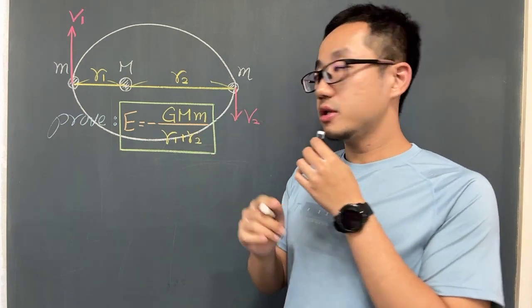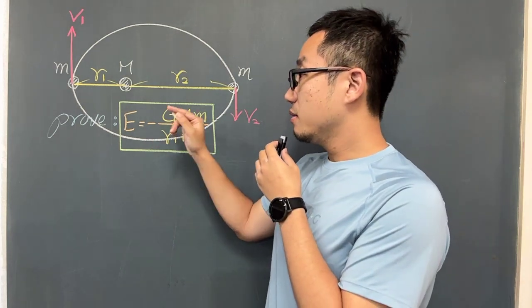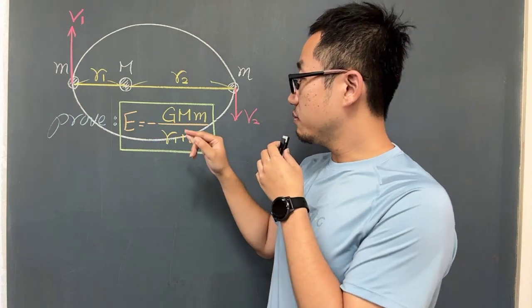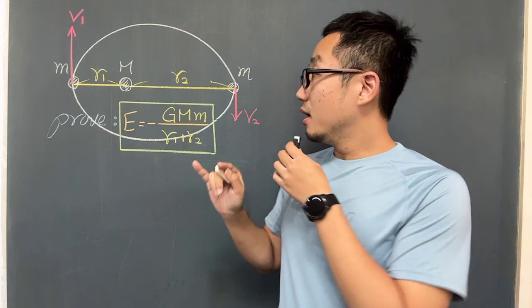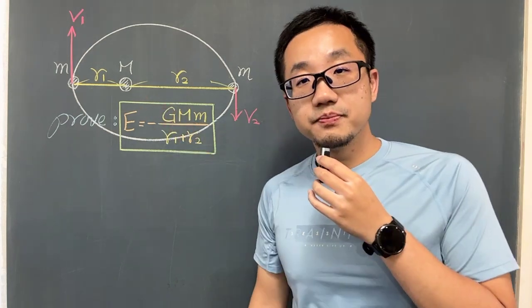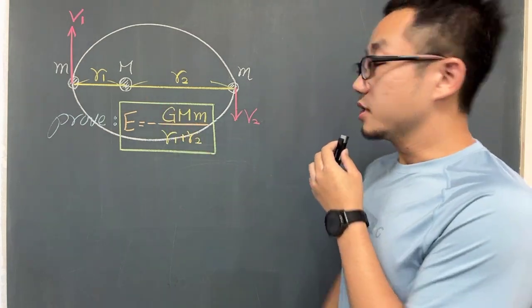So our job is trying to derive the final total mechanical energy, which can be written as minus G times mass divided by r1 plus r2. All right, so let's get started.